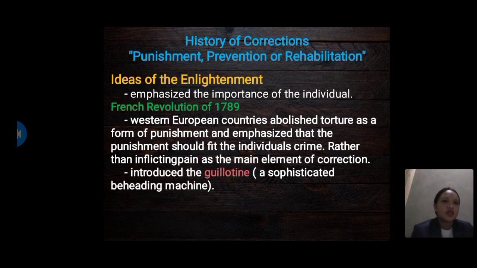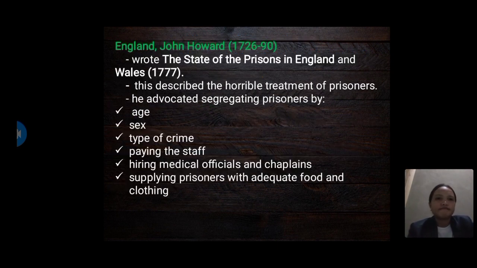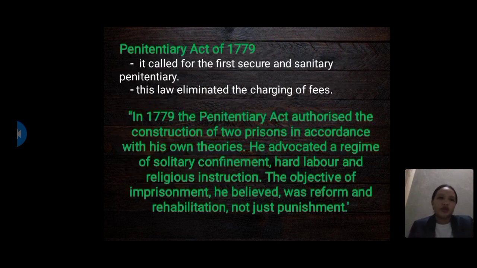So next, the ideas of the Enlightenment emphasized the importance of the individual. In England, John Howard, 1726 to 1790, wrote The State of Prisons in England and Wales in 1777. This described the horrible treatment of prisoners. He advocated segregating prisoners by age, sex, and type of crime, paying the staff, hiring medical officials and chaplains, and supplying prisoners with adequate food and clothing.